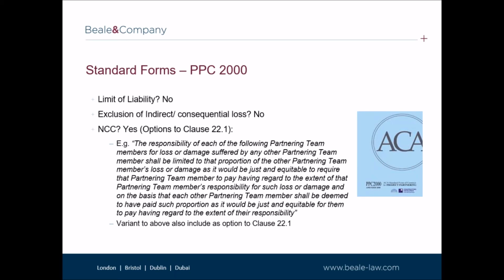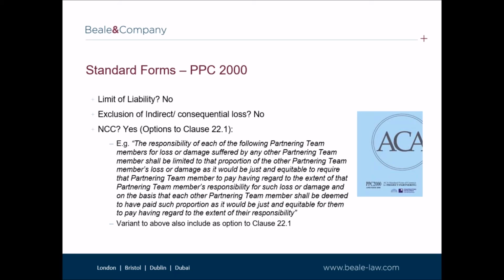In relation to net contribution clauses, there are two options for a net contribution clause in the PPC 2000. The first option, which is demonstrated on the slide, is a net contribution clause on a just and equitable basis, which applies to the partnering team defined in the contract. The partnering team will need to be specified at the outset. The risk here is that other parties who become involved in the project, which the consultant is not aware of, are excluded from the net contribution clause. It is therefore advisable not to include an exhaustive list of specialists within the definition.